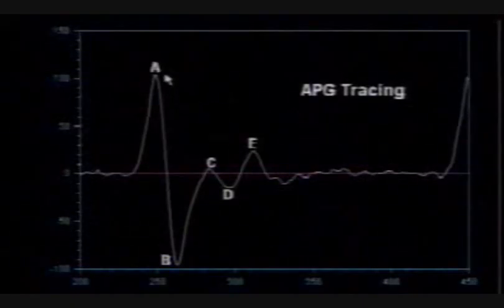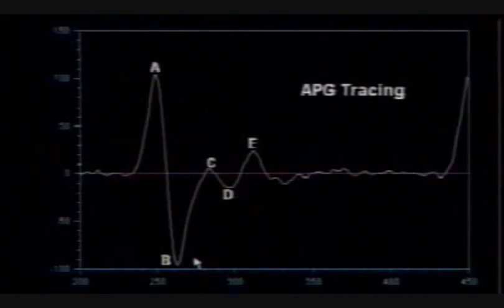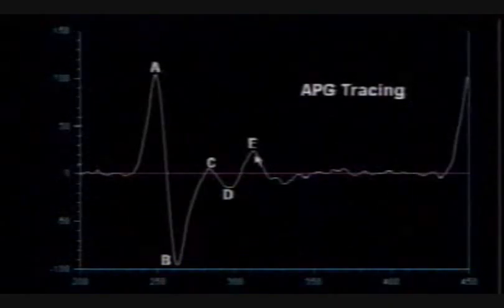The A peak is related to the force of contraction of the left ventricle. The B peak is related to cardiac output. Peak E corresponds to the closure of the aortic valve.